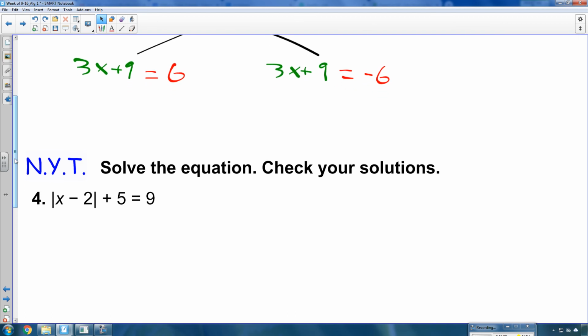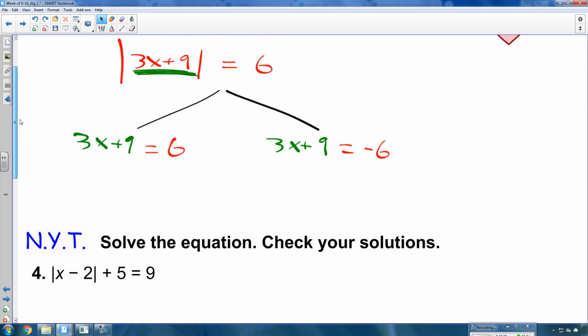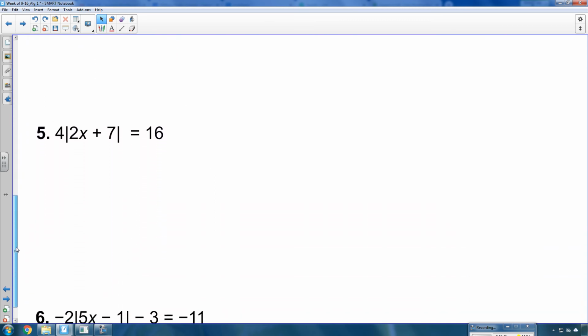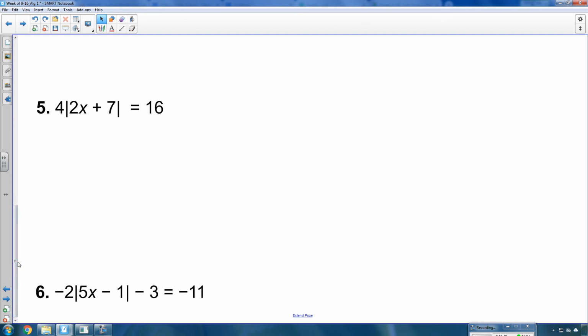Now, when we look at 4, 5, and 6, I want to give you a tip of the day on 5, because these are for you to try, but this 4, again, is multiplied. So make sure you're dividing both sides by 4 as your first step when you're trying these.